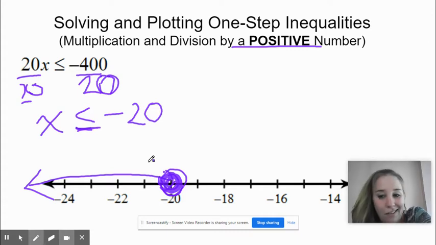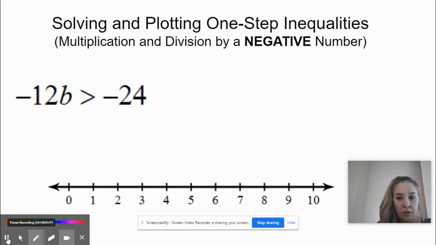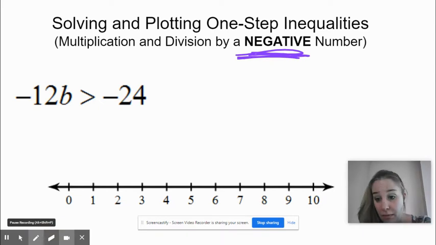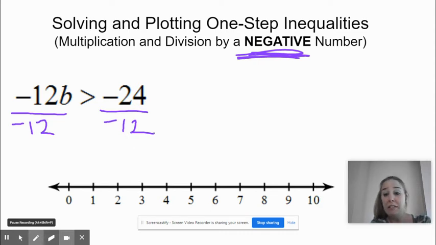Now we're going to get into something a little odd. All right, so you'll see here, I'm now multiplying or dividing by a negative number. Now, our last couple problems included negatives, but we were dividing and multiplying by positives. Here, I need to divide by a negative 12, right? When you divide by a negative, doesn't matter what's over on the other side, but if you're dividing by a negative, you have to flip the sign around.